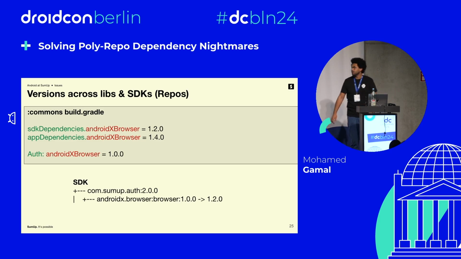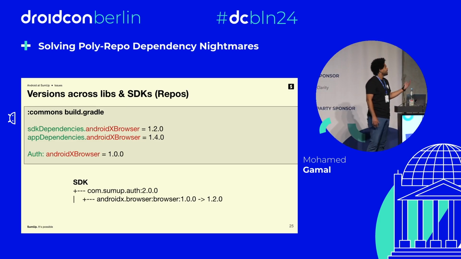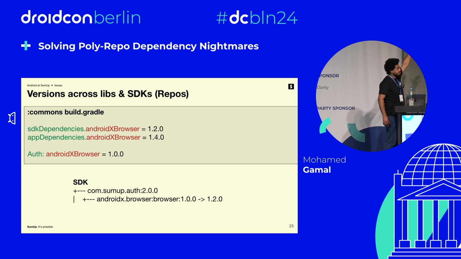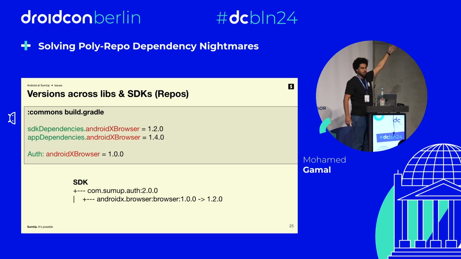Another issue with the poly-repo pattern is that it makes it more complicated. Say we have auth, a separate repo, an auth SDK or auth library, whatever, that uses browser version 1.0.0. But actually, the app and SDK use different versions. So when this is integrated, it's even more problematic, because the dependencies are not aligned across the repositories, and you don't have control over that.